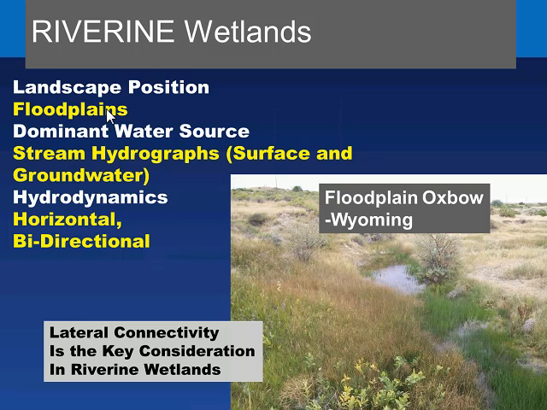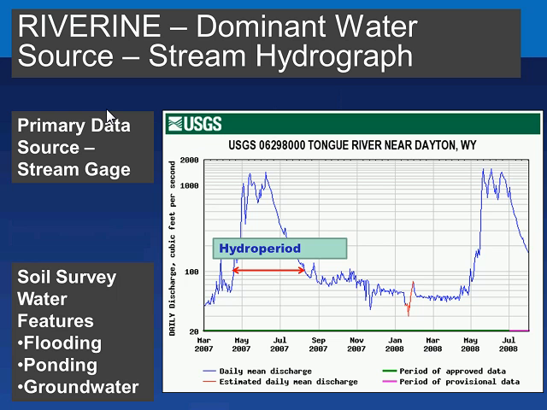And the water moves in and out of this feature between the stream and the feature horizontally and bidirectionally. The key consideration for wetlands and riverine systems is a term called lateral connectivity. And when we restore wetlands in this landscape, if we do a good job of restoring the lateral connectivity of those surface and groundwater flows, then we've largely met our hydrology objectives.